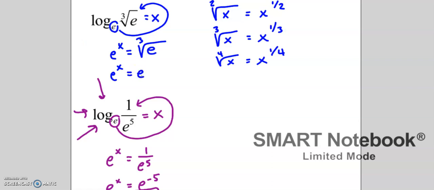Cube root of e can be rewritten as e to the 1/3, and now your bases are the same, so you just pop off the exponents and set them equal. Solve if you can, but we don't have to because it already is. There's no more steps.